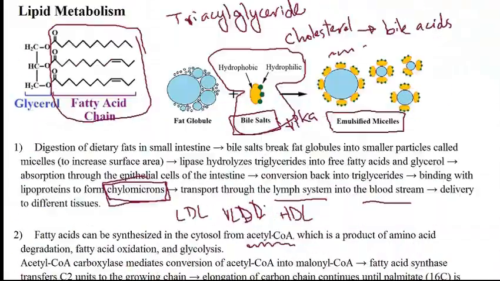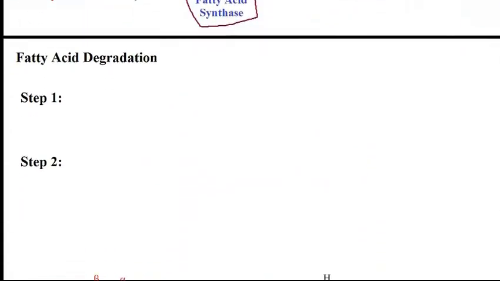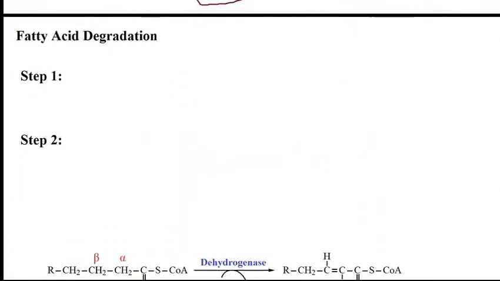Alright, so that was with the fatty acid synthesis. Now let's go through fatty acid degradation. So basically, the reason fatty acids are so valuable is that they can act as a source of energy, and they function by removal of 2 carbon fragments in the form of acetyl coenzyme A. And so this reaction is carried out in 2 steps.